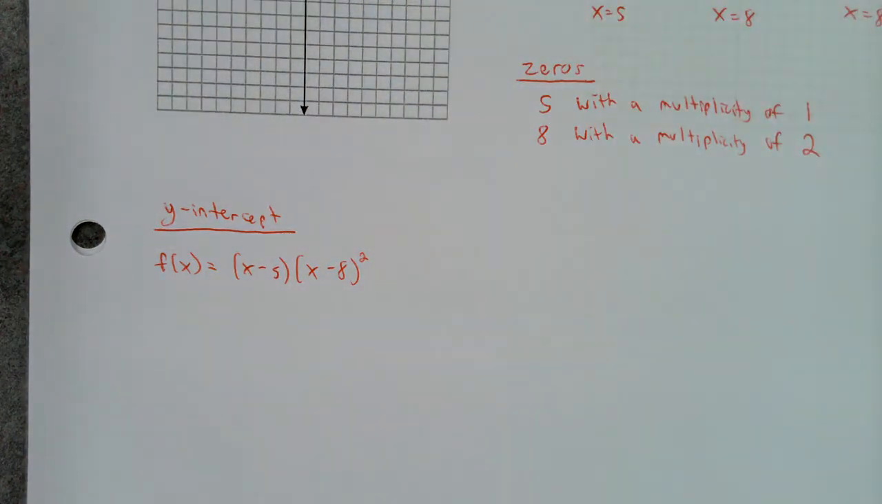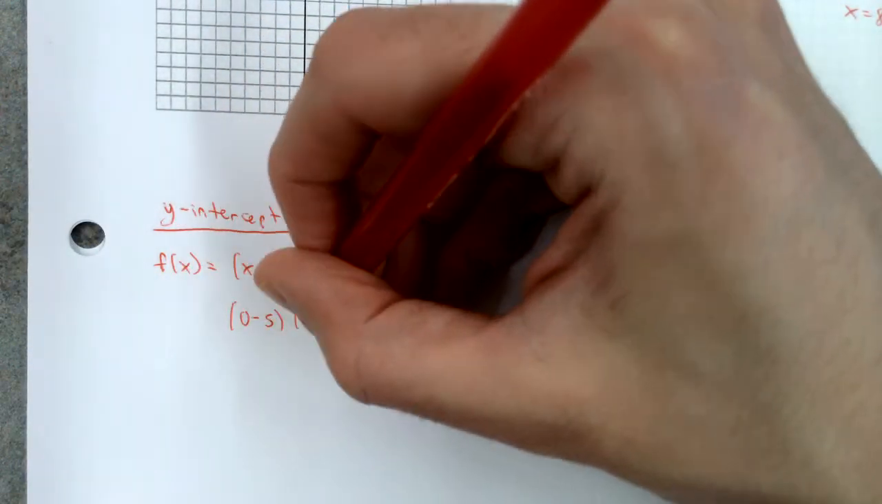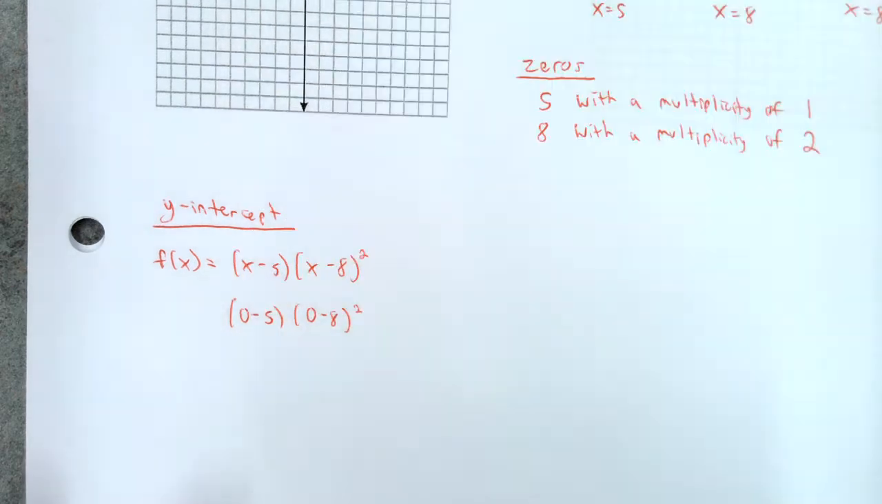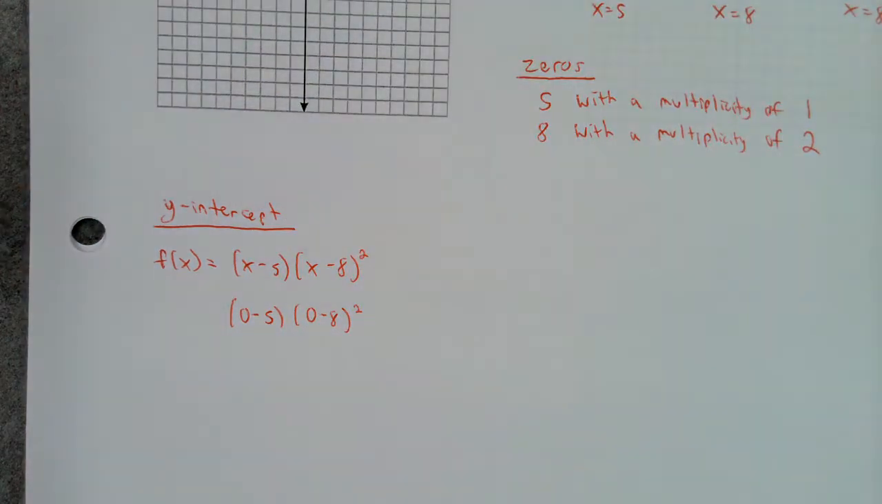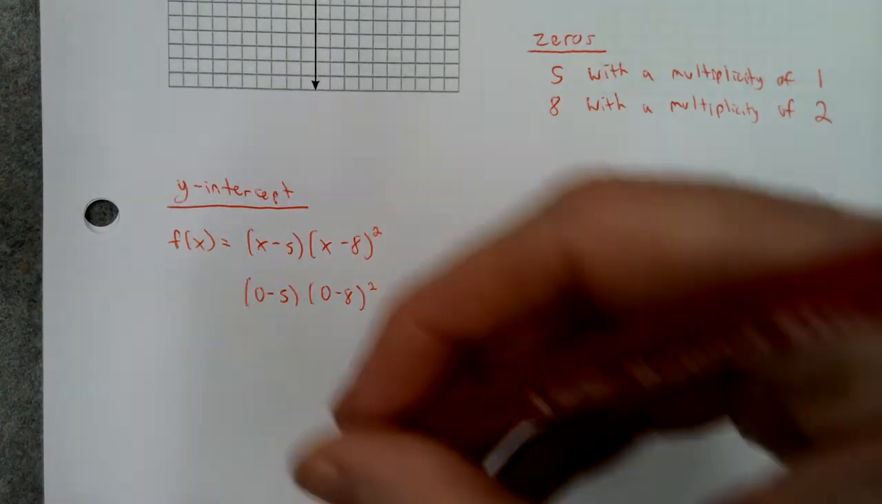And you're just going to substitute 0 in for x and then simplify. So 0 minus 5 times 0 minus 8 squared. This might not always fit on the graph, though. Keep that in mind. I believe this one's not going to fit on the graph because 0 minus 5 is negative 5.